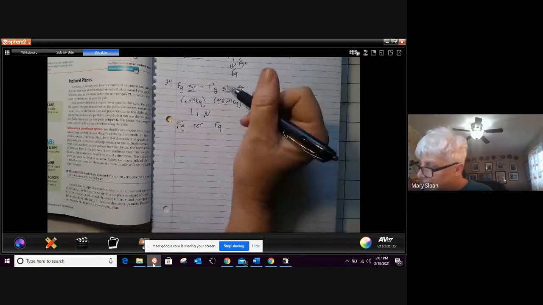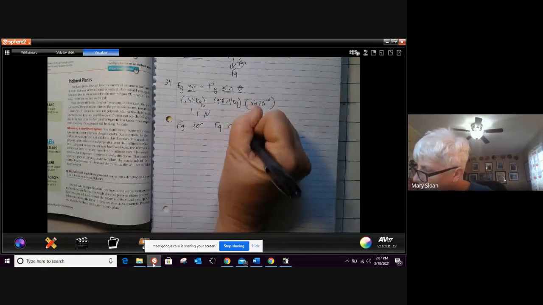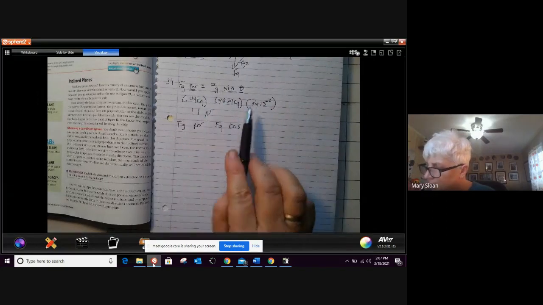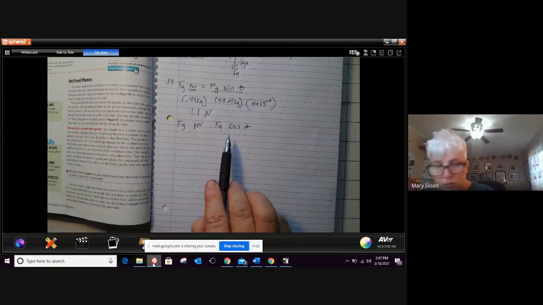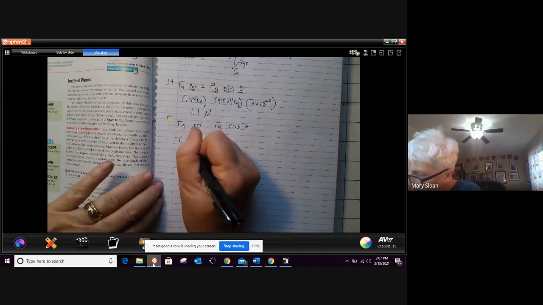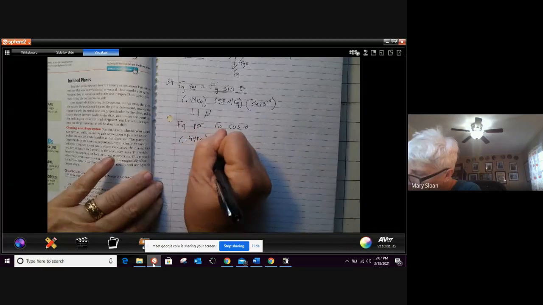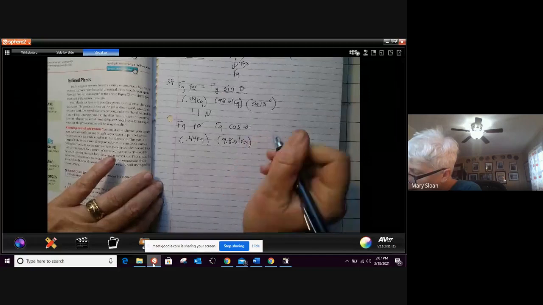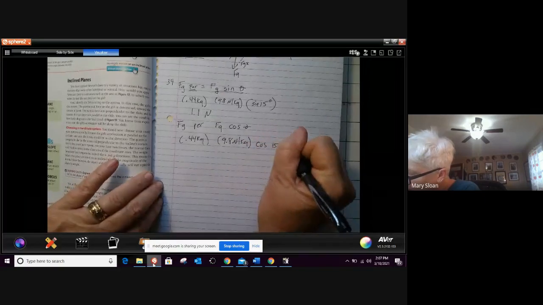And instead of sine this time, I'm going to use cosine. I'm doing the exact same thing I'm doing up here, except now I'm going to use the cosine button instead of the sine button. So that's going to be 0.44 kilograms, 9.8 newtons per kilogram, and then cosine 15 this time.